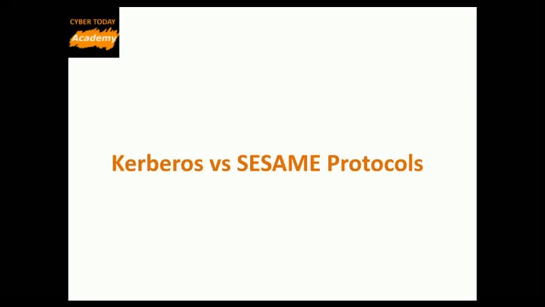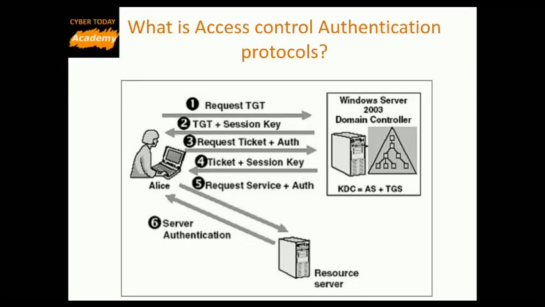What are they and what is the difference between them? Kerberos and SESAME are access control authentication protocols. Let's start with: what are access control authentication protocols? Access control authentication protocols are communications or cryptographic protocols made to transfer authentication data between two entities.